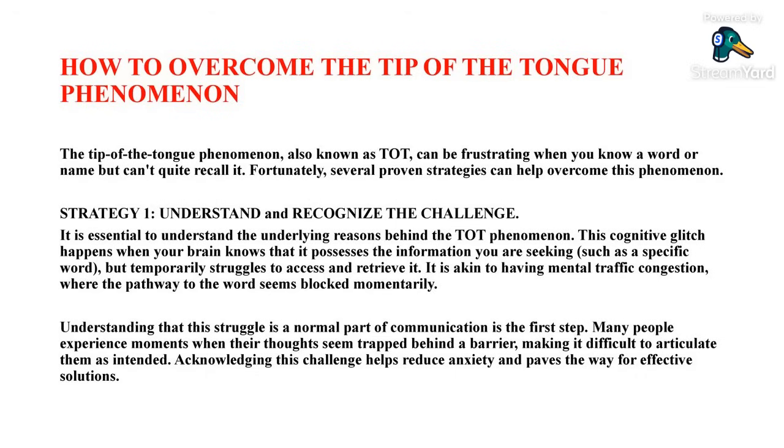It's a cognitive glitch that happens when your brain knows that it possesses the information you're looking for, the specific word you're seeking, but it struggles to access and retrieve it. Our brain is just like a retriever. It's like storage. You store, you retrieve. You store something, you come back to take it. Now you want to take it, and your brain is struggling to get it for you. Recognize that is what is happening. It should ease the process.